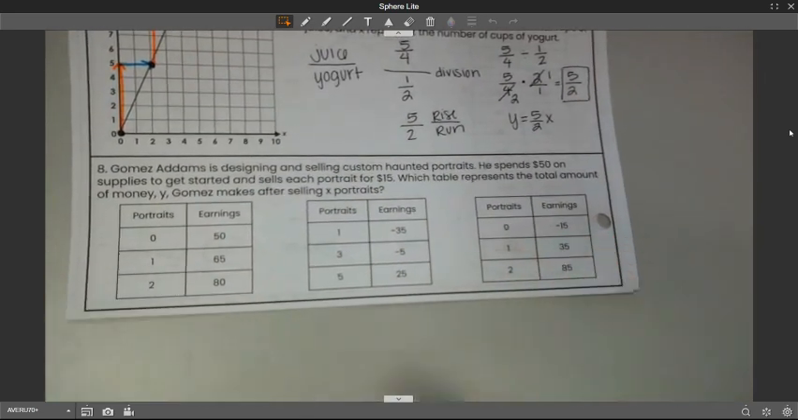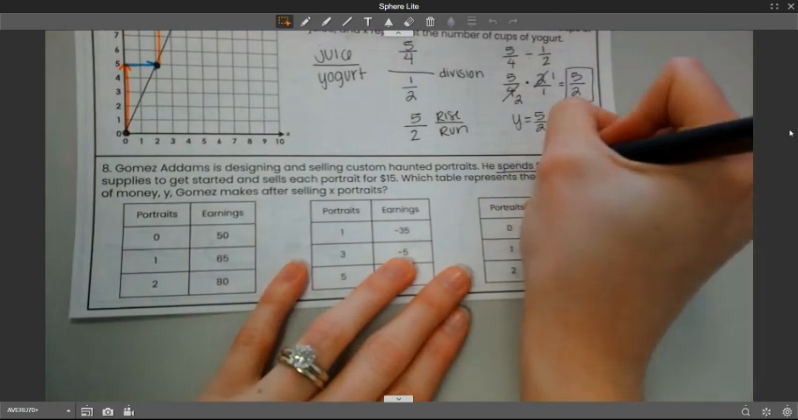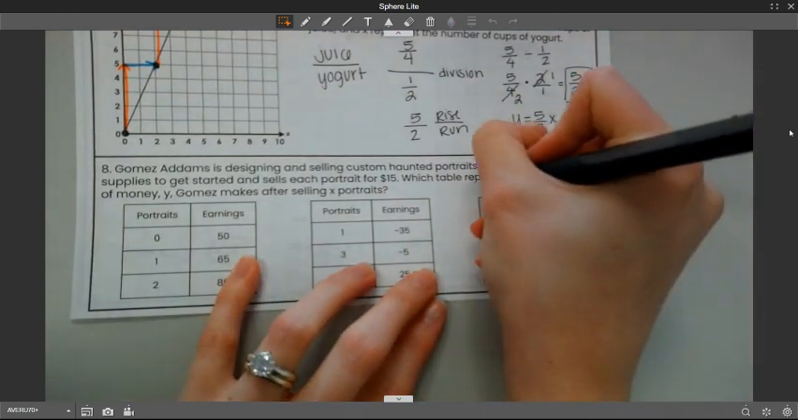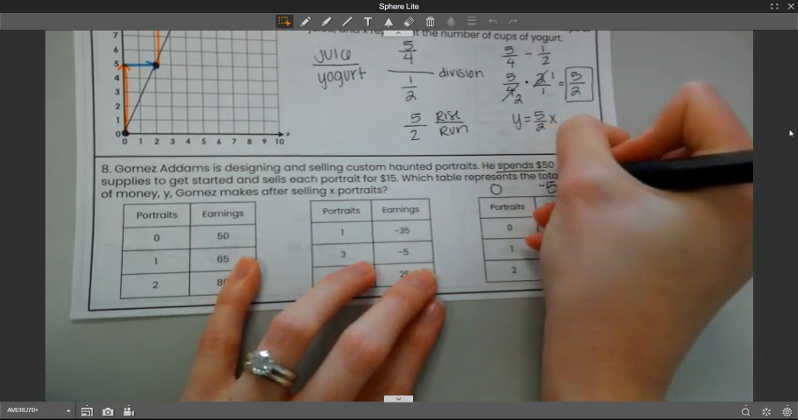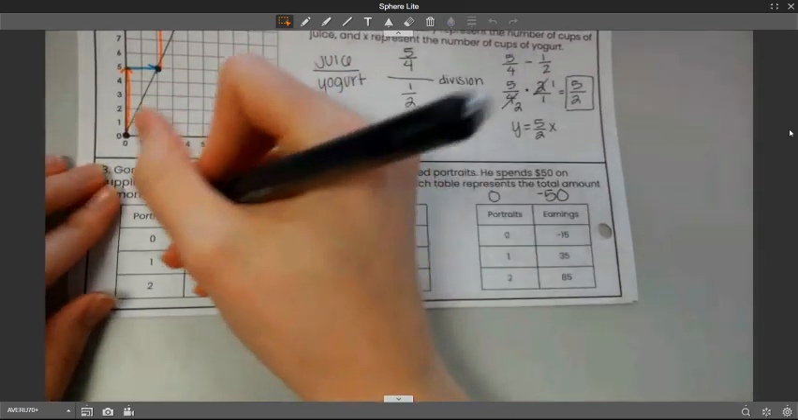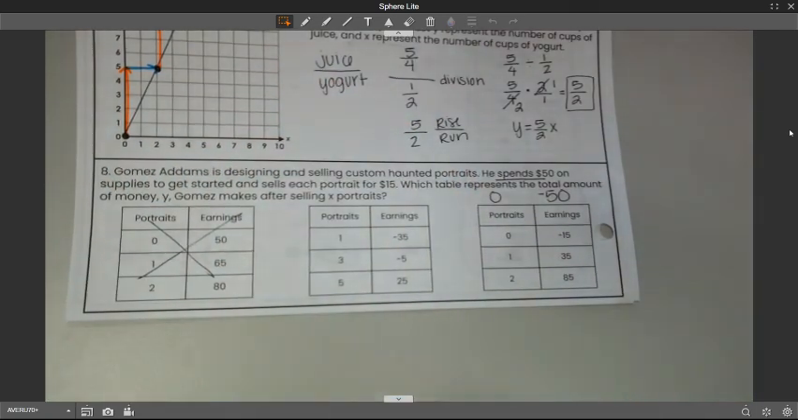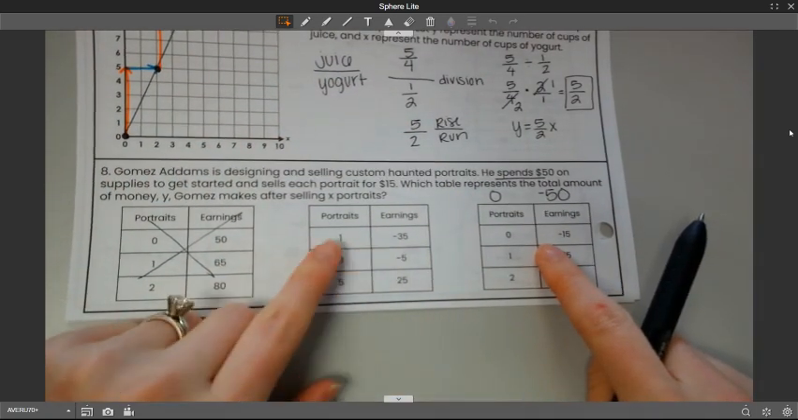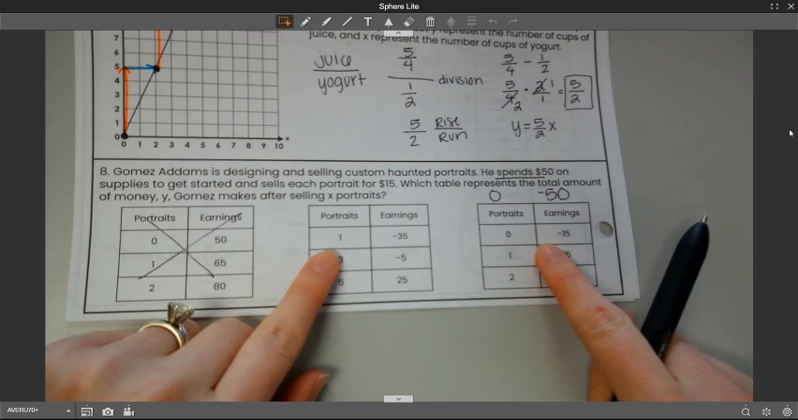Okay, Gomez Addams is designing and selling custom haunted portraits. He spends $50 on supplies to get started and sells each portrait for $15. Which table represents the total amount of money that Gomez makes after selling x portraits? So if he spends $50, that means at 0 portraits, he should be at -50 because we haven't made anything yet. I have no money. I've spent money on supplies. So here it's at +50, so that makes no sense. Well, here 0 is at -15, but I don't have 0 in this table.